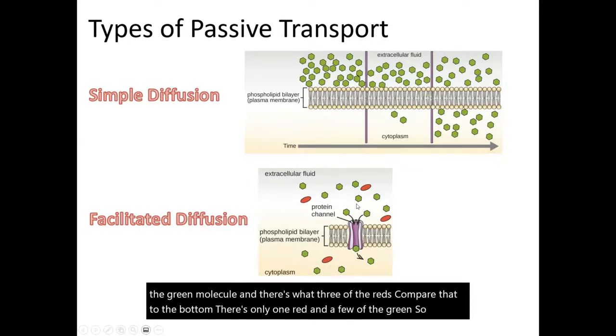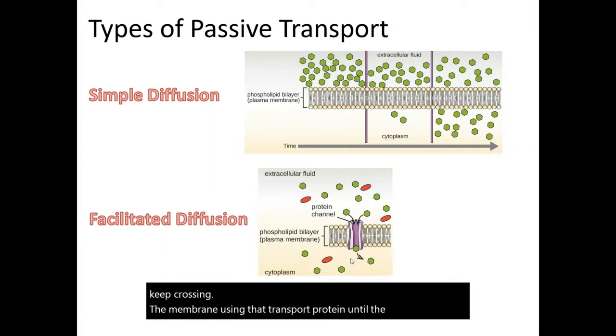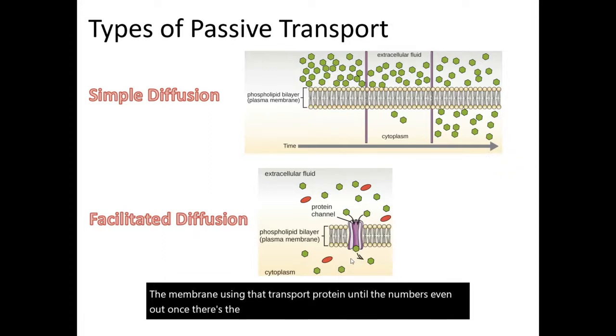So again, we have our gradient established. There's more up top, there's fewer down bottom. So as you can see by these arrows, the molecules naturally want to go from high to low. And so these molecules are going to keep crossing the membrane using that transport protein until the numbers even out. Once there's the same amount on both sides, then they'll be happy.